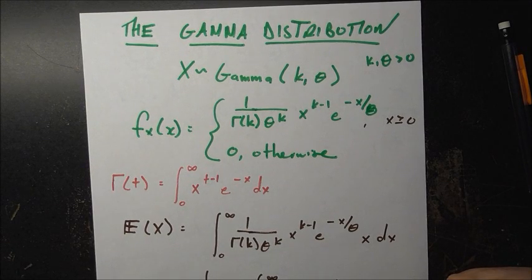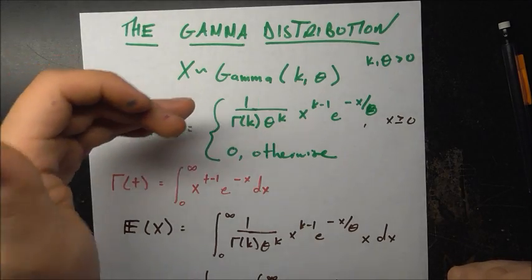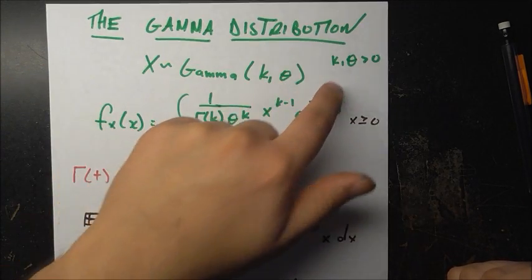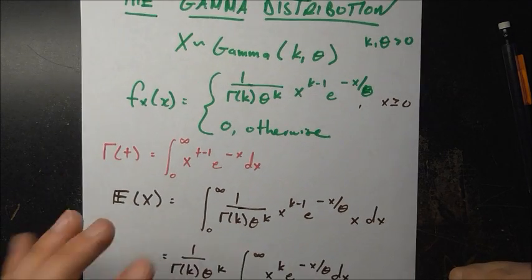In this video, we'll explore the gamma distribution. So we're just going to go through everything. A random variable X is distributed as gamma with parameters k and theta, where k and theta are both positive numbers, if it has the following PDF.